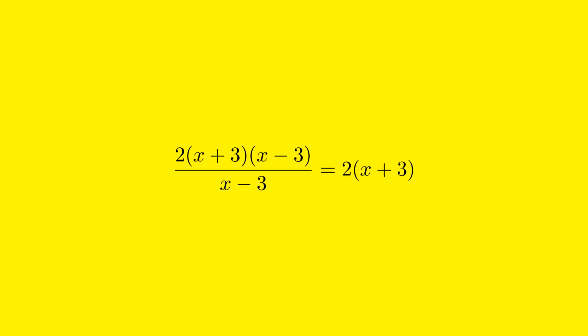When a factor appears in both the numerator and the denominator, we can cancel it out, leaving us with 2 times (x + 3) divided by 1, which simplifies further to just 2 times (x + 3). This completes the process of reducing the rational expression to its lowest terms. The final simplified form of the expression is 2 times (x + 3).